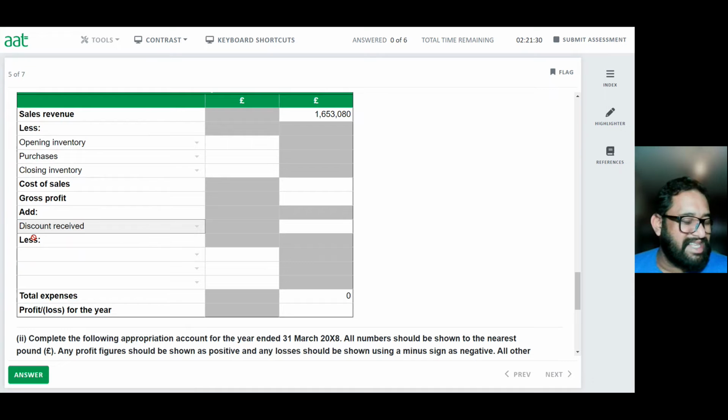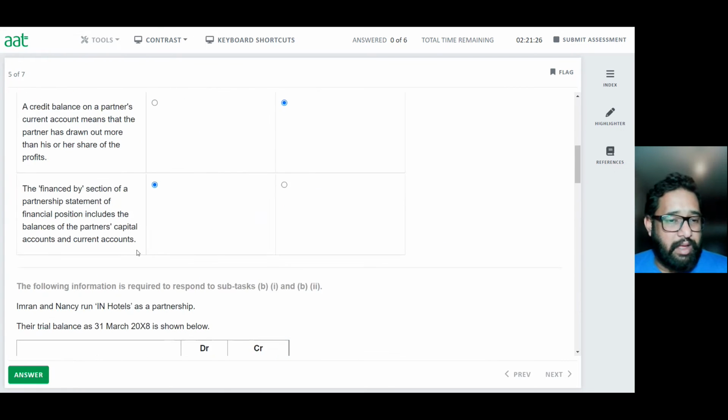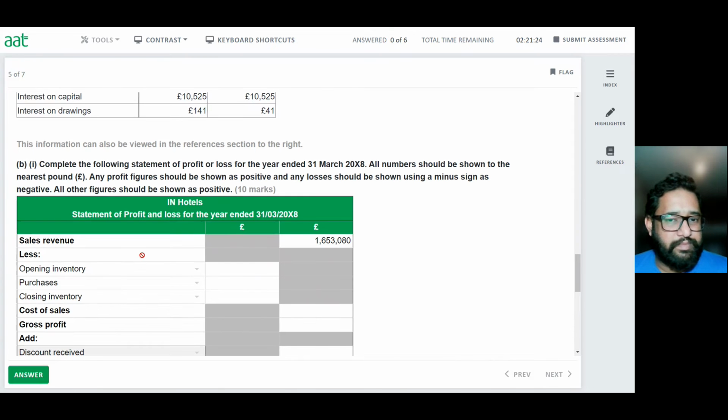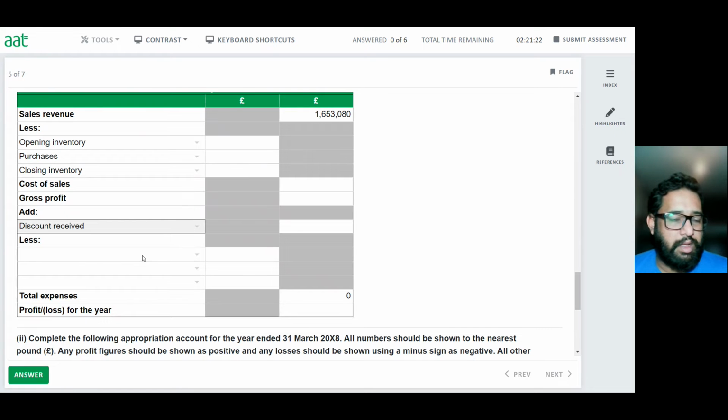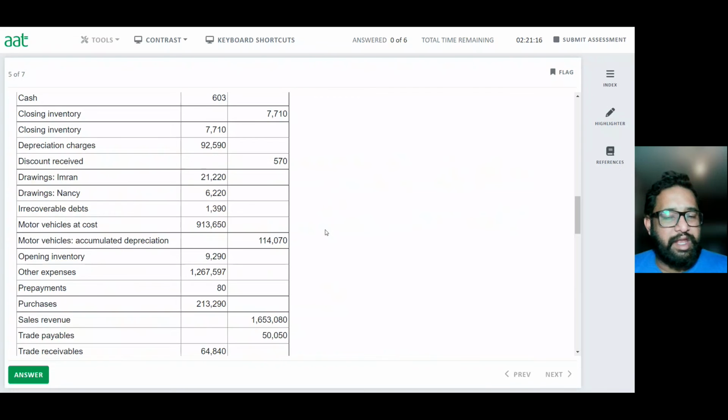What else do I have left? These are the other expenses. What we should know is that the expenses are calculated as $570. Let's put that amount here, 570 already, so we don't have to go back there and do it again.